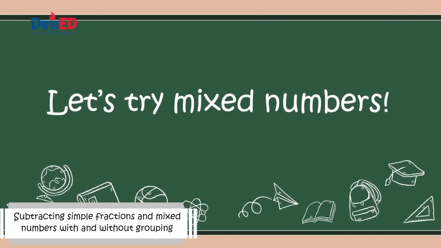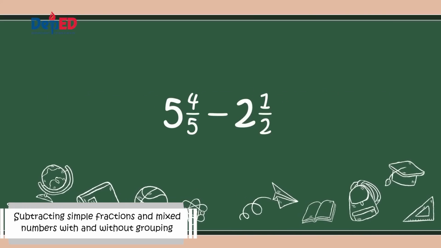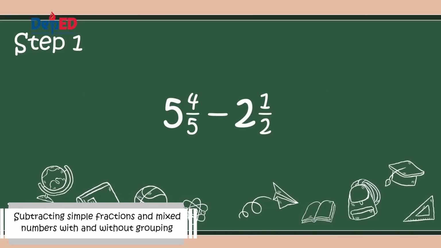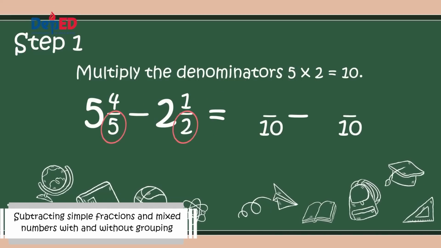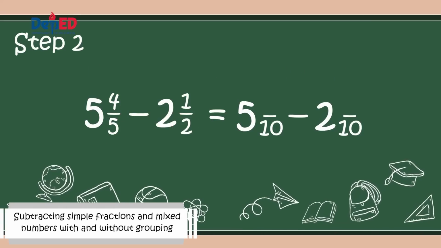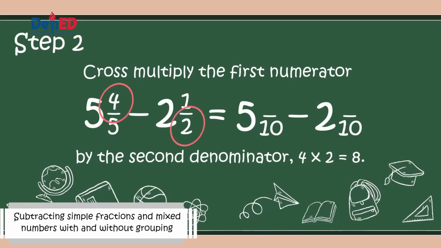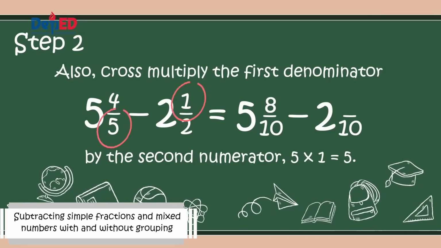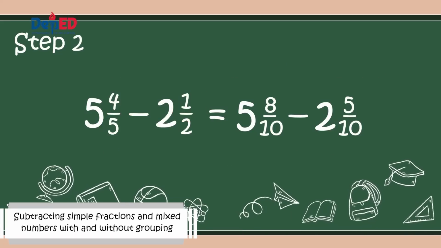Let's try mixed numbers. 5 and 4 fifths minus 2 and 1 half. Step 1. Multiply the denominators. 5 times 2 equals 10. 10 is the common denominator. Copy the whole numbers 5 and 2. Step 2. Cross-multiply the first numerator by the second denominator. 4 times 2 equals 8. Also, cross-multiply the first denominator by the second numerator. 5 times 1 equals 5.